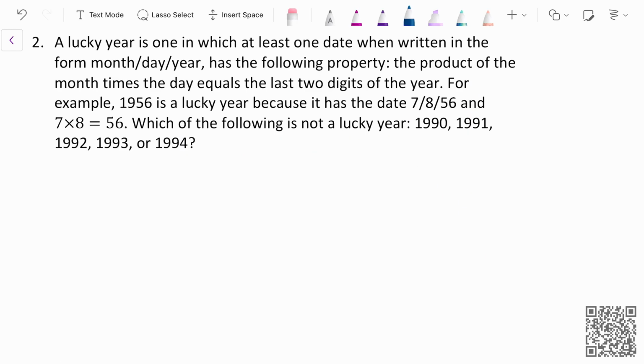Moving on to problem number 2. A lucky year is one in which at least one date when written in the form month-day-year has the following property: the product of the month times the day equals the last 2 digits of the year. For example, 1956 is a lucky year because it has the date 7/8/56 and 7 times 8 equals 56. Which of the following is not a lucky year? 1990, 1991, 1992, 1993, or 1994?